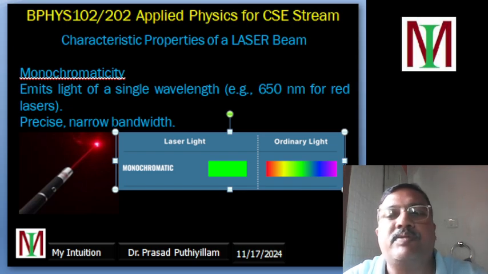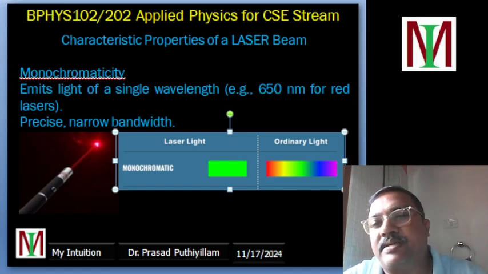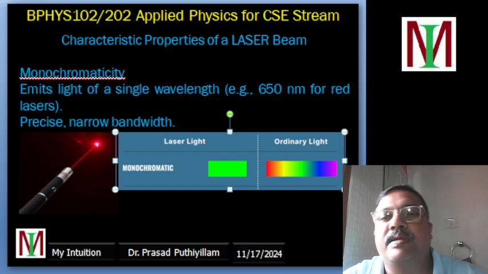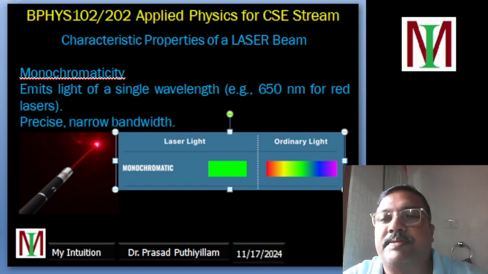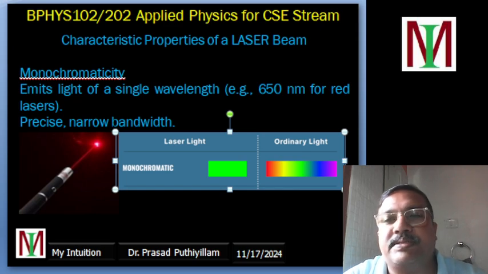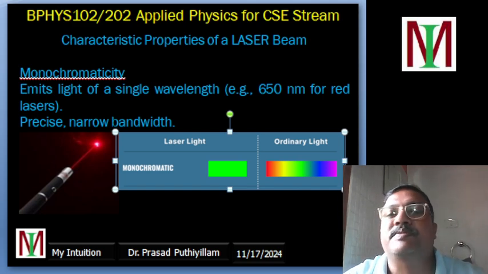That is only one wavelength, because different colors are different wavelengths. For example, a red colored laser has a wavelength of around 650 nanometers, meaning that it only emits light of that exact wavelength. This is different from sunlight. Sunlight is a mixture of many wavelengths, and therefore it appears white to our naked eye. All colors combined become white.